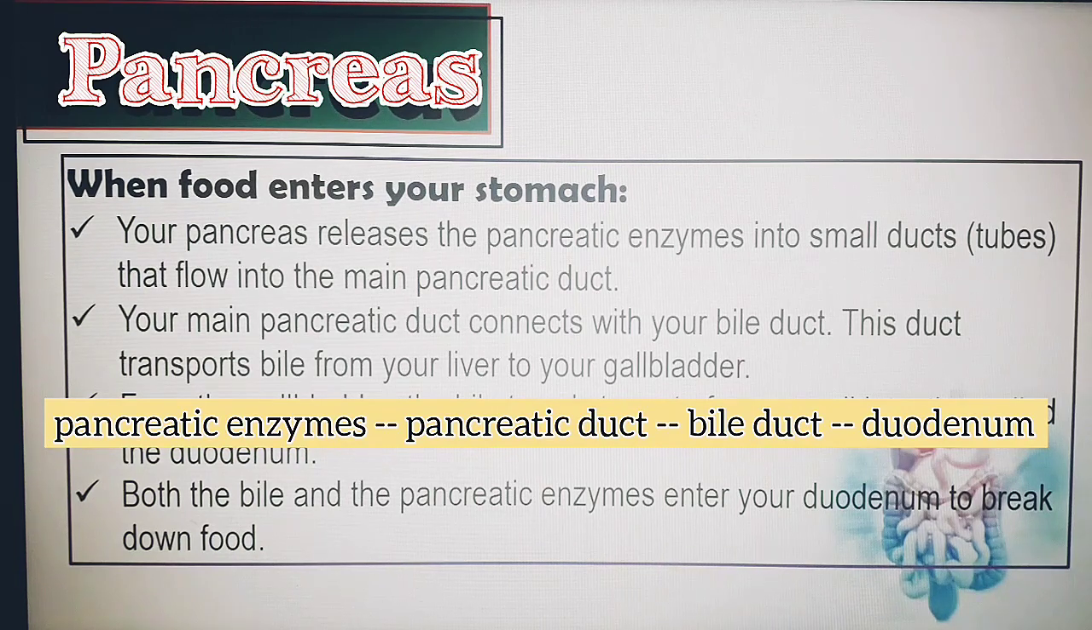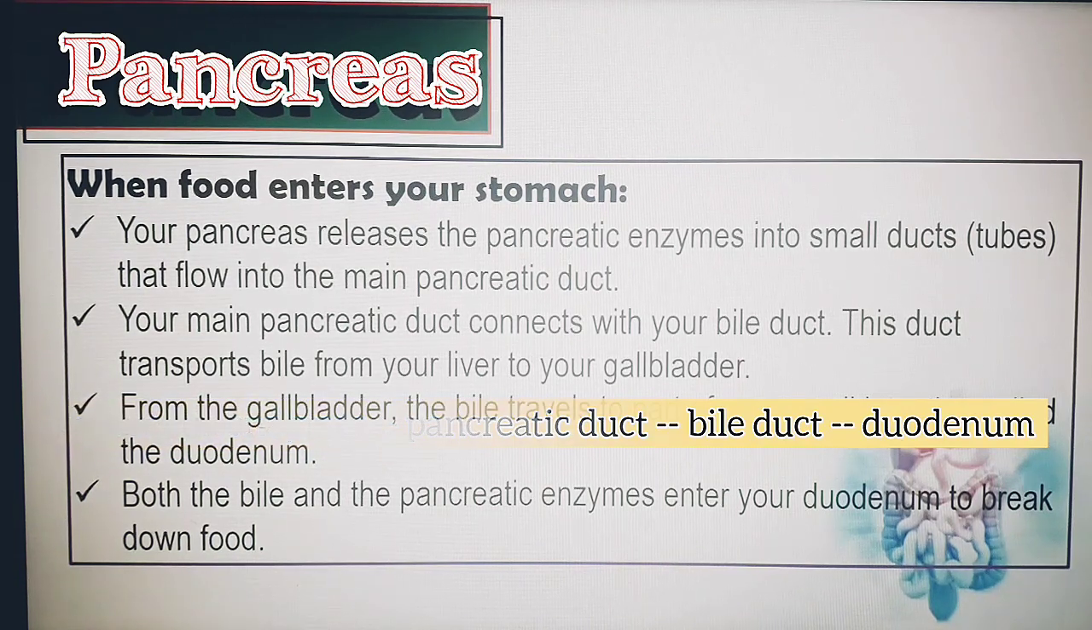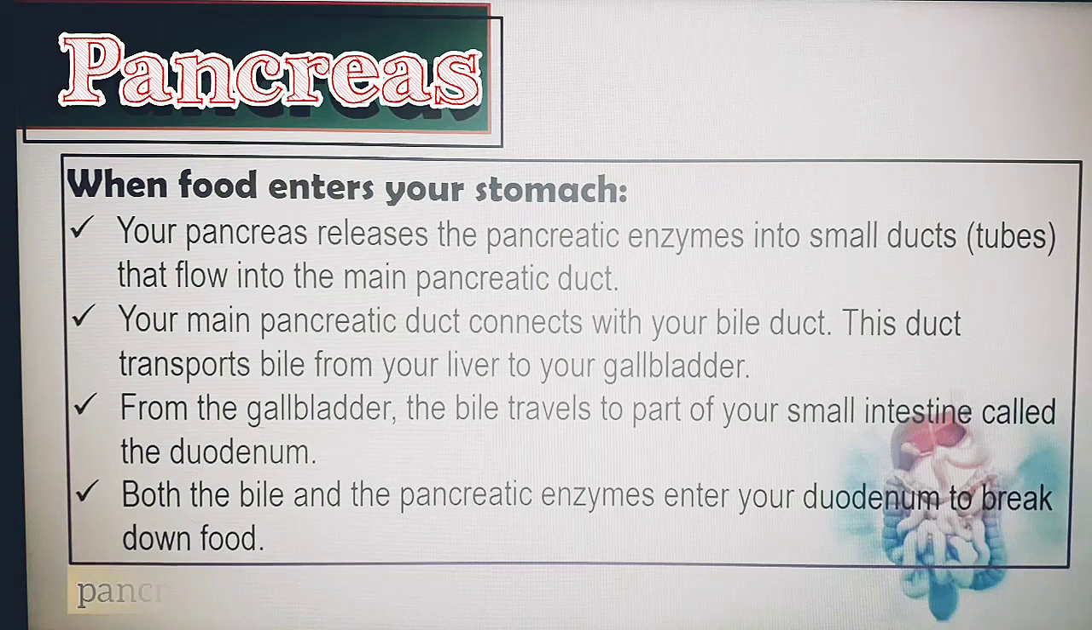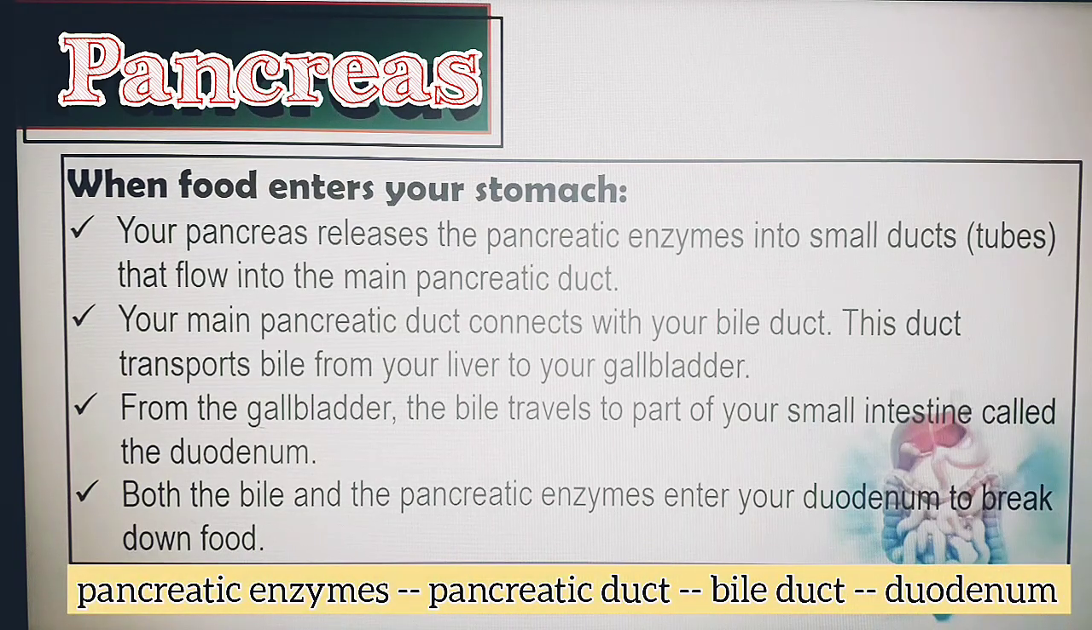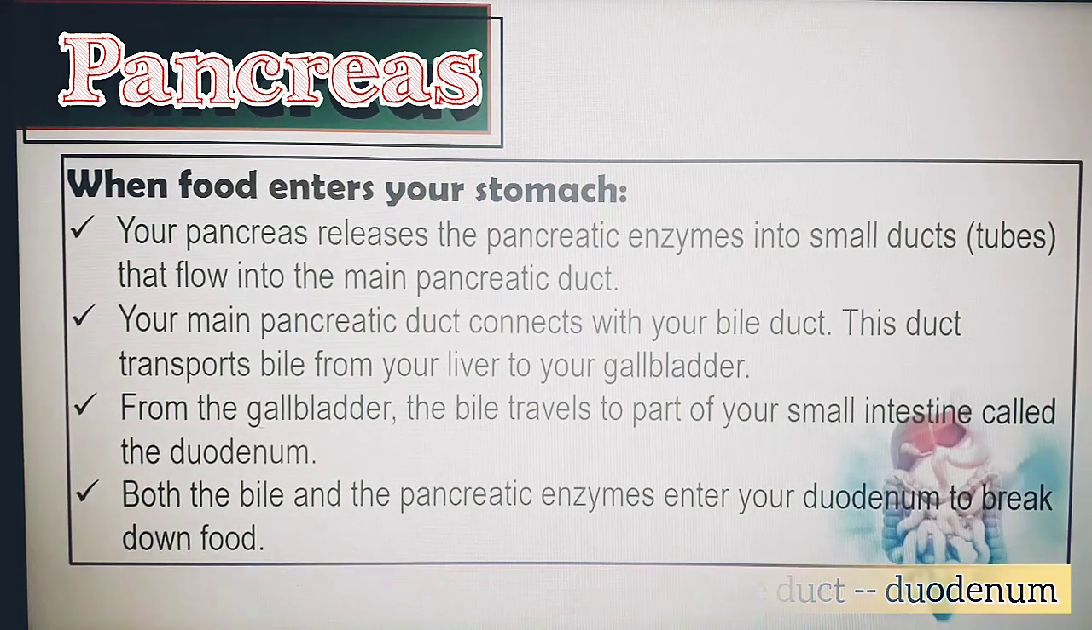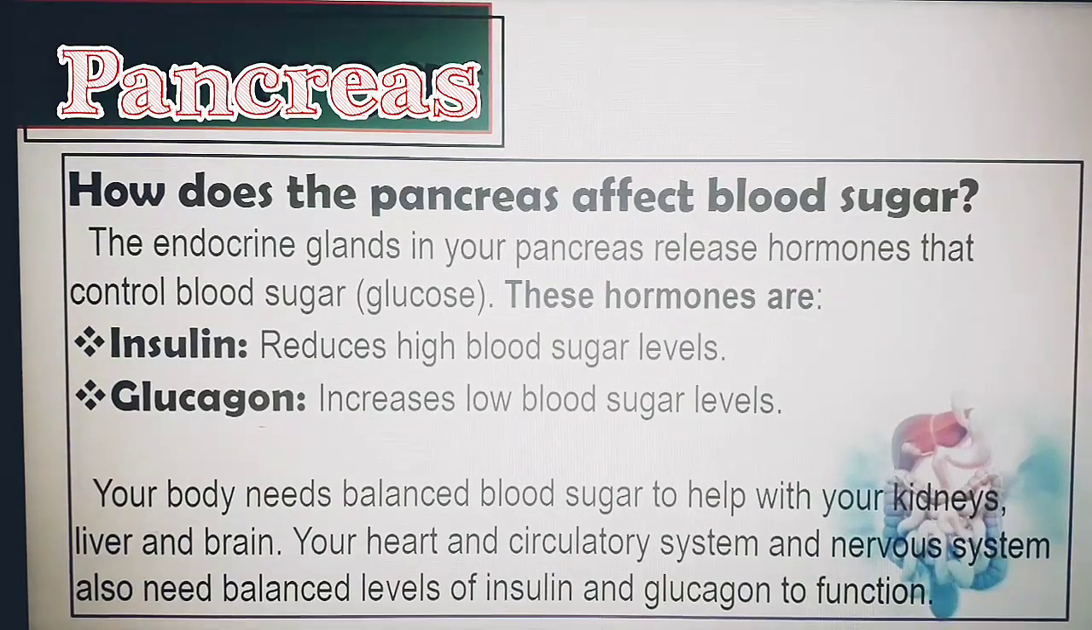Your main pancreatic duct connects with your bile duct. This duct transports bile from your liver to your gallbladder. From the gallbladder, the bile travels to the part of your small intestine called the duodenum. Both the bile and the pancreatic enzymes enter your duodenum to break down food.